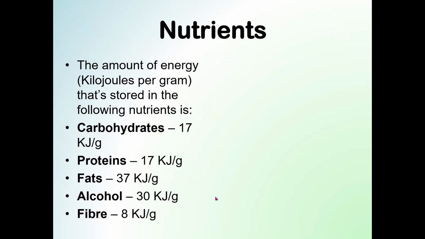Have a look at some nutrients, some information: the amount of energy, that's kilojoules per gram, that's stored in the food we eat. So in carbohydrates, so any of the carbs, the sugars, the breads, the cakes, whatever we eat, every gram can produce 17 kilojoules.